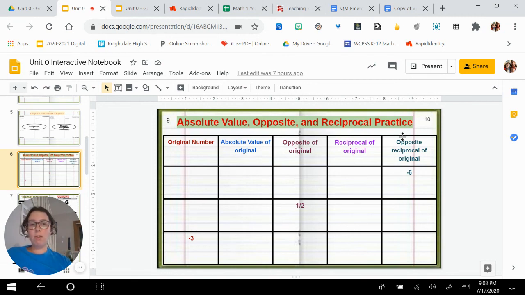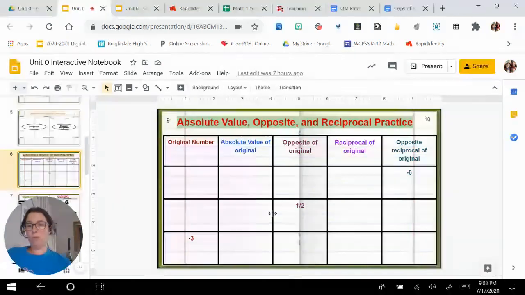Okay, so if I give you the opposite reciprocal of the original number is -6, figure out what the original number is, and then go from there. Okay, and then 1/2 is the opposite of the original, so figure out the rest, and then the original number is -3. Okay, so pause, rewind, watch the video as many times as you need to fill in your notes, and then make sure you do this section for part of your grade.